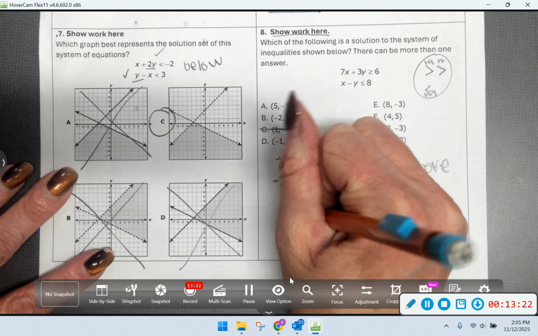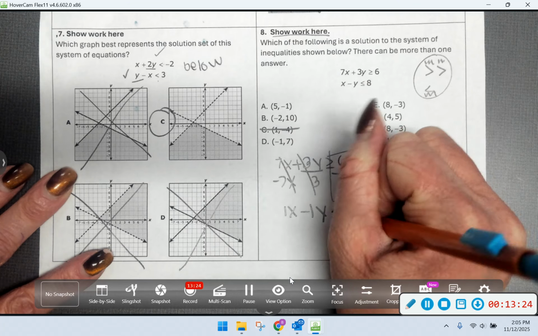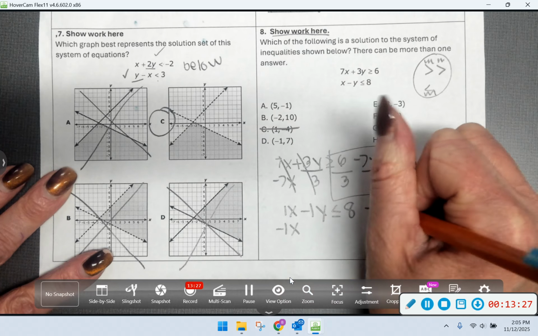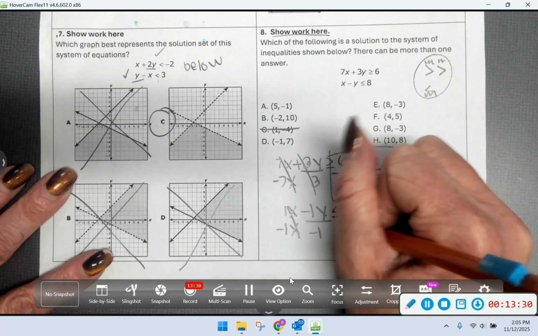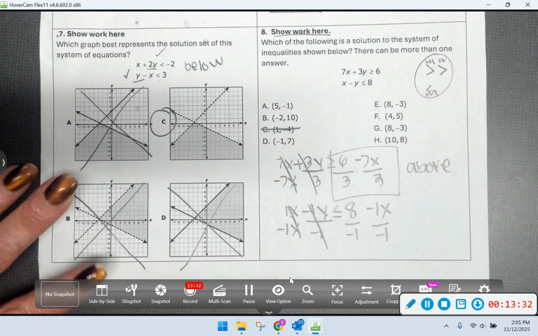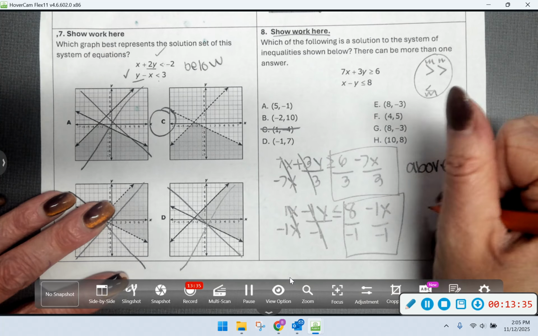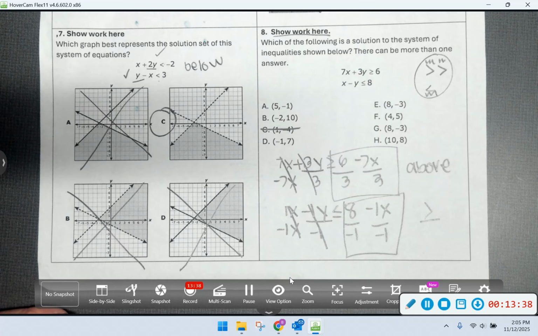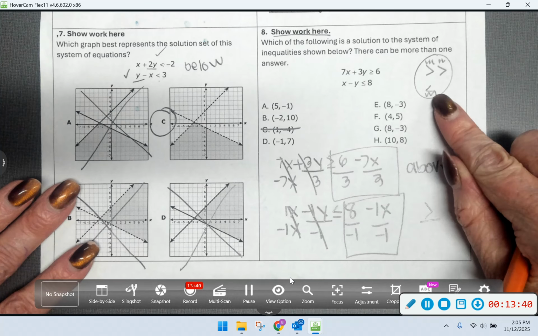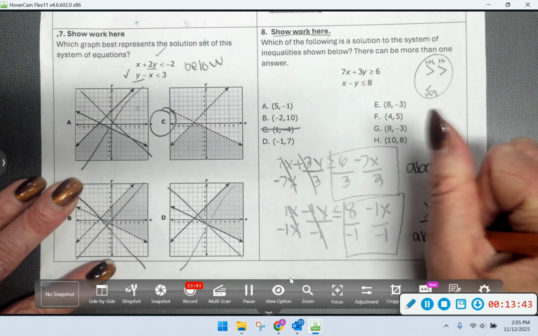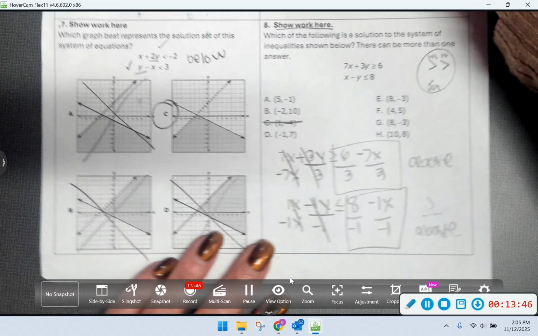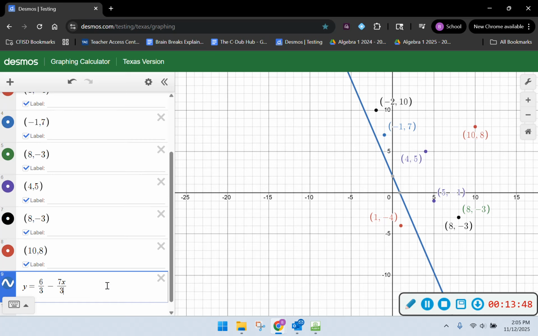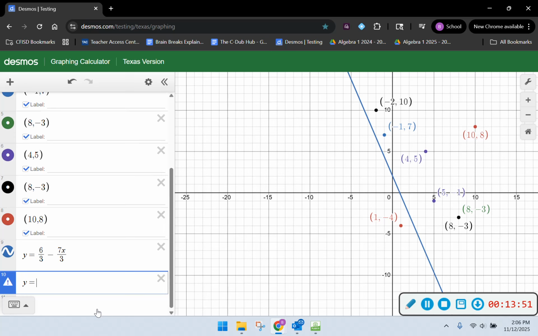So I have 1x minus 1y is less than or equal to 8. So I'm going to subtract my x, then I'm going to divide by -1. Now, here's the thing. I'm dividing by a negative, so yes, I'm going to type this in, but my symbol is going to flip. All right? So I'm no longer going to be shading below, now I'm going to be shading above. So I'm going to type this in and see which points are above my line. So y equals 8 divided by -1 minus 1x divided by -1.